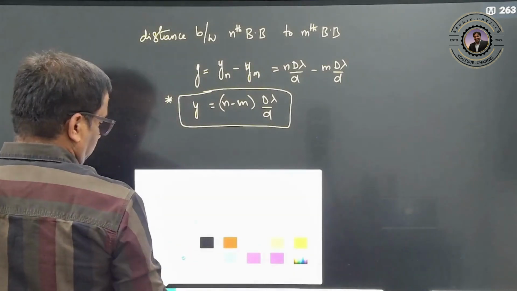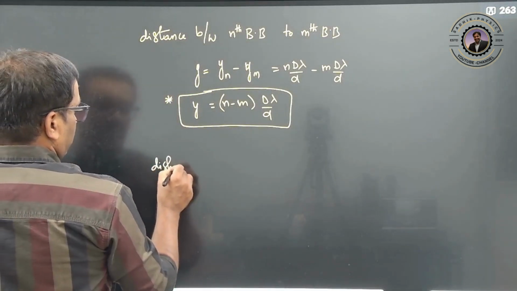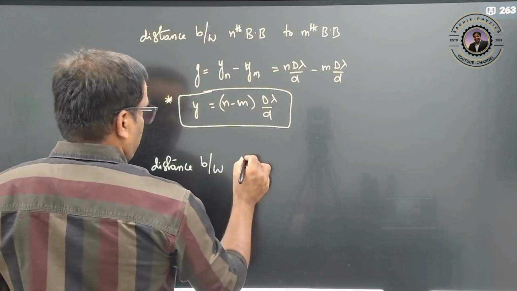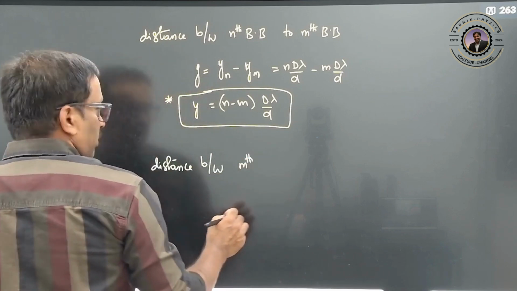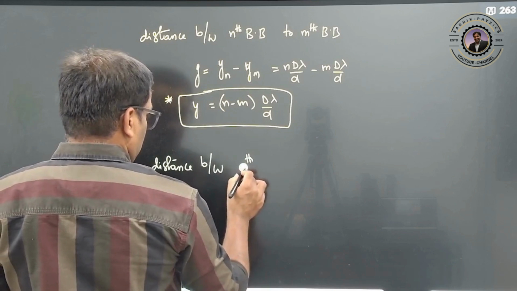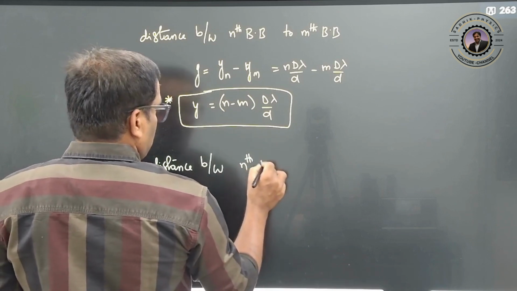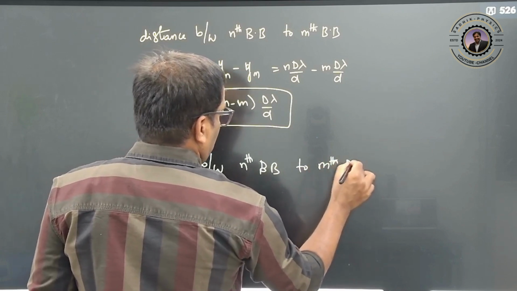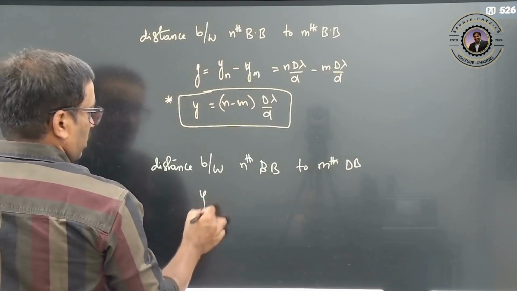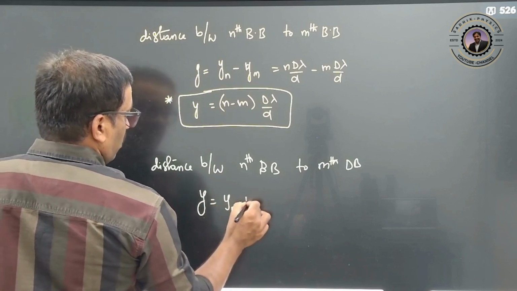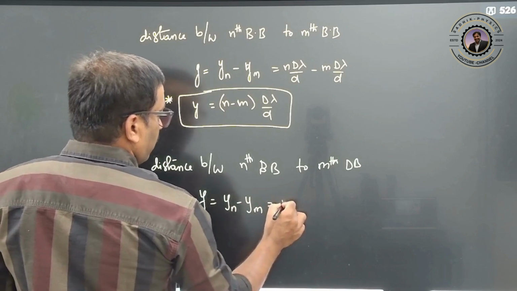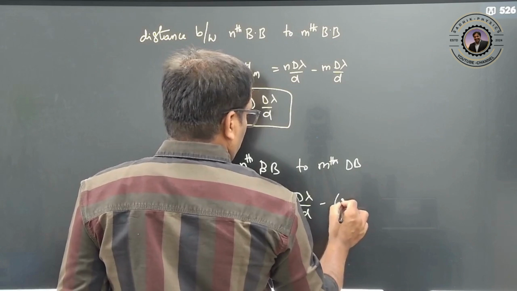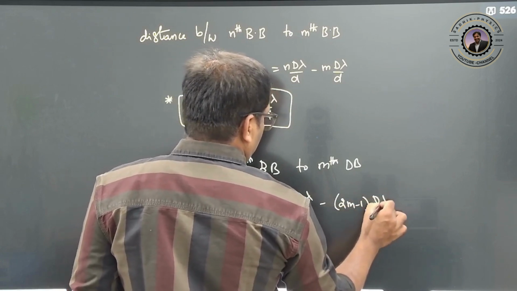And dark fringes also you can write down. Suppose they are asking the distance between the nth bright band to the mth dark band. So y is equal to yn minus ym. So ym is nothing but n into Dλ by d minus, therefore, (2m minus 1) into Dλ by 2d.